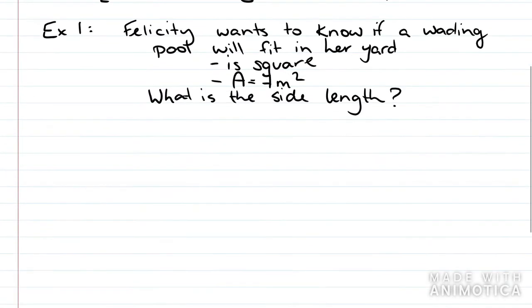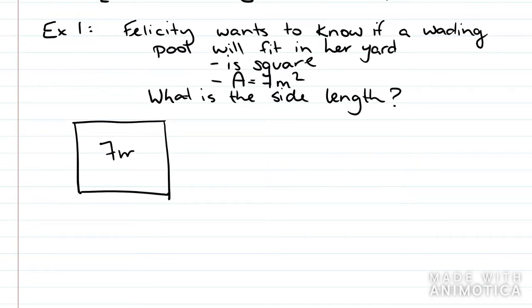So remember, for a square, the side length is going to be the same on both sides. So if we know that this is 7 meters squared, what we want to find out is what the square root is. So one way to do this is to draw a number line. And first we need to figure out a perfect square which is smaller than 7. So that could be 4. And a perfect square that is bigger than 7. Well, the next one's 9.